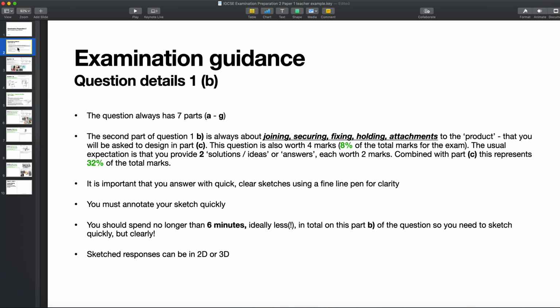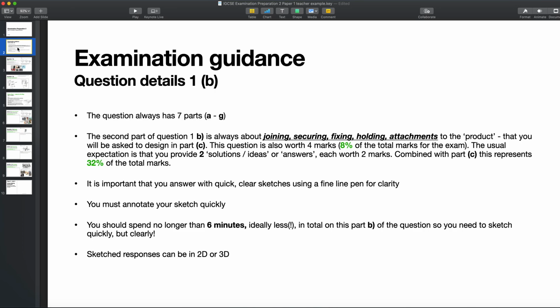This question is worth 4 marks or 8% of the total marks for the examination. The usual expectation is that you will provide 2 solutions or ideas, answers, each worth 2 marks. Combined with part C, in sketch responses, that's 1/3 of the total marks of the exam paper, 32%. It's really important that you answer this with quick, clear sketches using a fine line pen for clarity to show your idea a little bit more clearly.